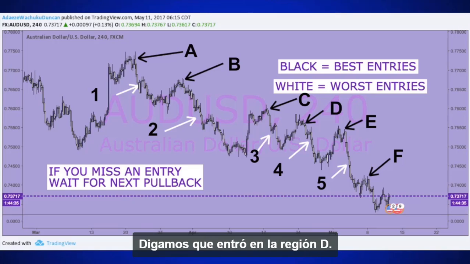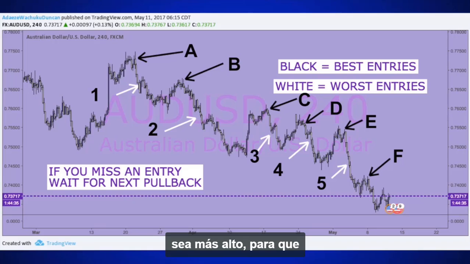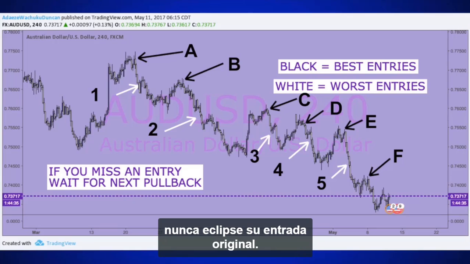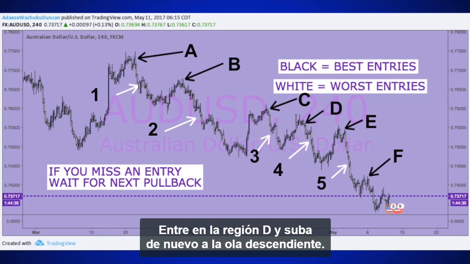All right. So then, let's say if you got in on region D, you still would be in good shape because most likely your stop loss would be up higher. So it never would have actually eclipsed your original entry. Now, let's say you accidentally get stopped out. Okay. No use crying over spilled milk. Jump in on region D and ride that wave down.